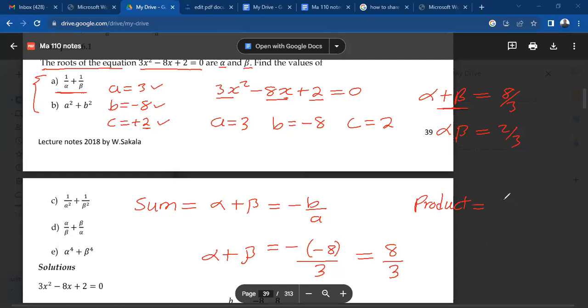Product is alpha times beta. And I told you before, the product is C over A. So we just get C is 2. We replace C as 2 over A, which is 3. So we have 2 over 3 and 8 over 3 as product and sum respectively.